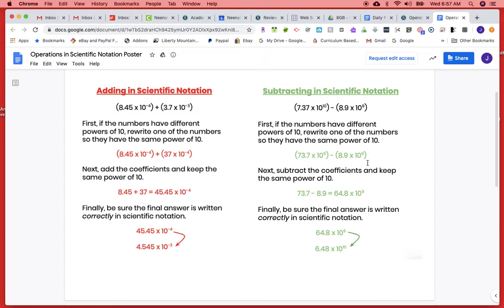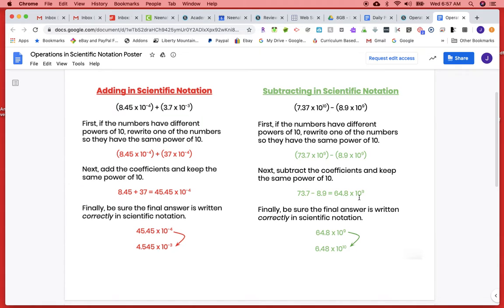They have matching exponents. Next, we need to subtract our coefficients. Our coefficients are in front, so 73.7 minus 8.9, and we get 64.8. And we're going to keep the same power of 10, the power of 10 of 9.